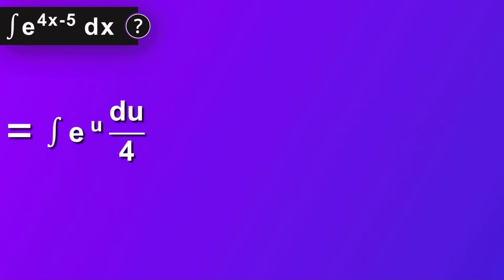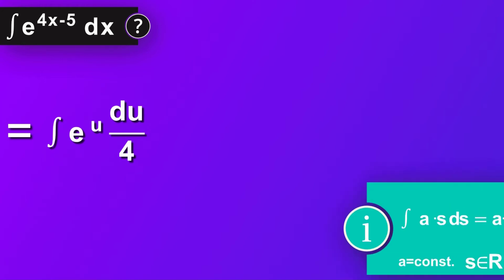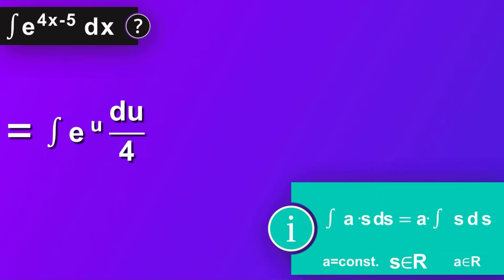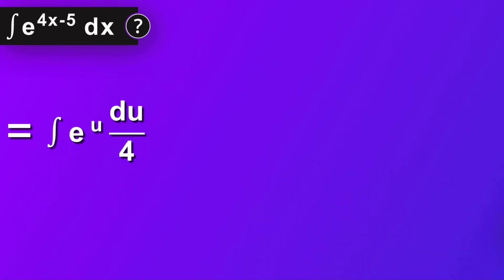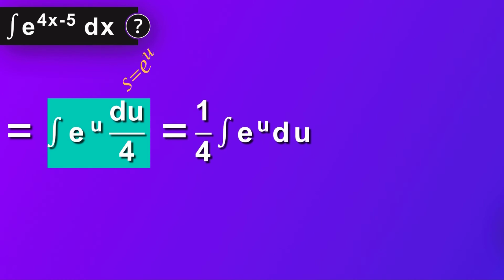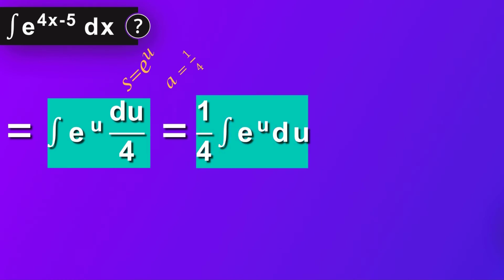Next, we try to modify our main equation to a form which enables using some known formulas for solving the integral. First, we know that the integral of a multiplied by s by ds, where a is some constant, equals a multiplied by the integral of s by ds. We may apply it to our equation. In our case, s is e raised to u and a is 1/4.